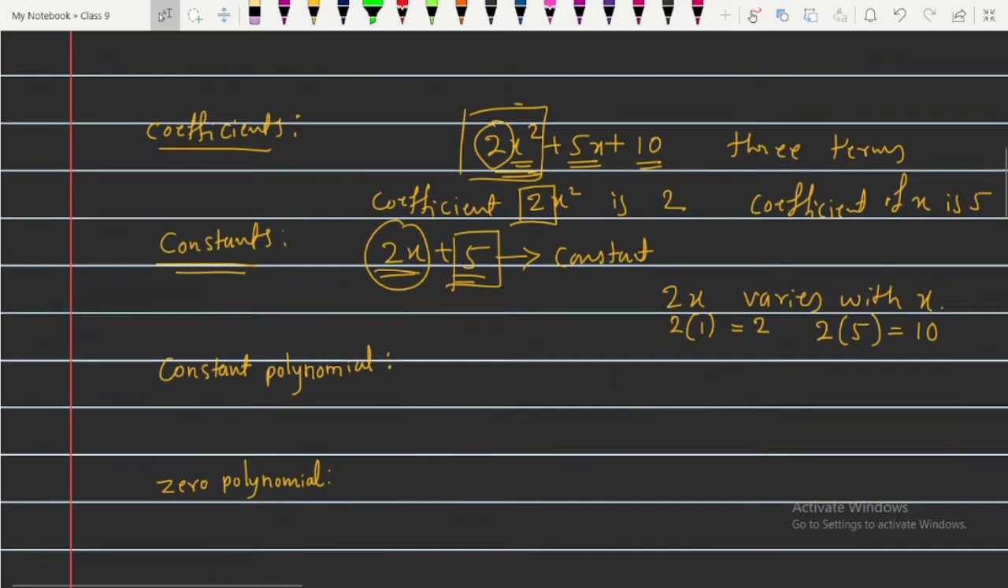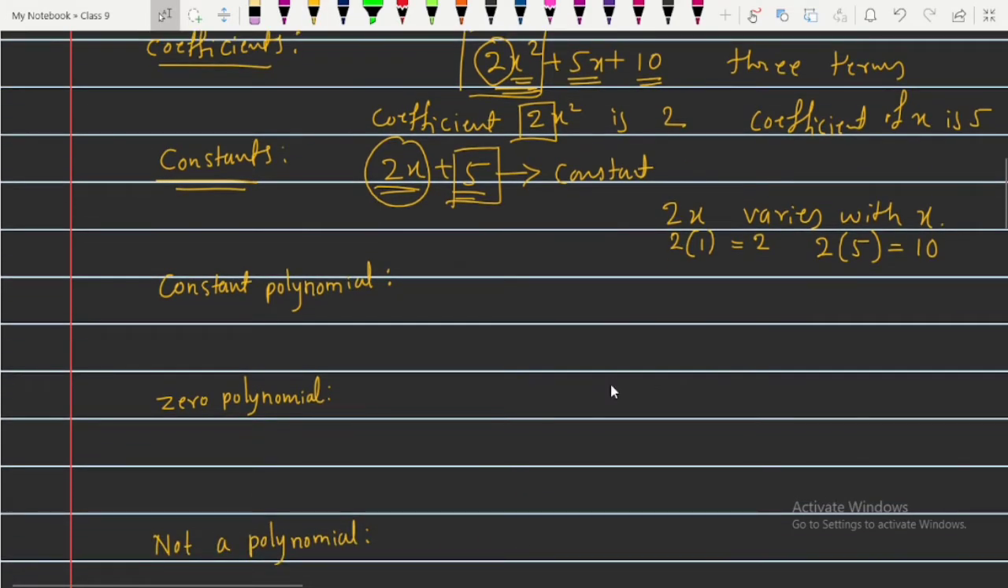Now next is the constant polynomial. What is a constant polynomial? For example, the number 5 is also a polynomial. Here the value of 5 does not change. The variable is there in the form of x raised to 0. Even if the value of x changes, 5x raised to 0 will not change, so its value will always be 5. That is why it is called a constant polynomial.